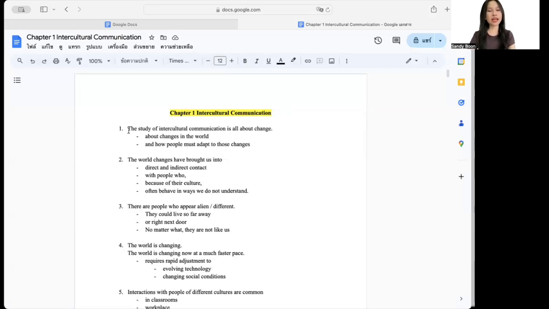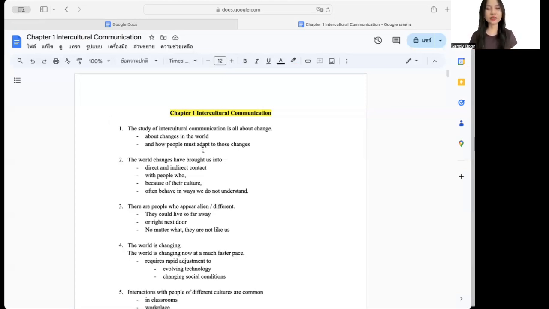So this means that if you notice or haven't noticed, you need to know that everything is changing in this world. And a lot of changes are happening very fast, like the acceleration of the acceleration once again. The people in this world, which means us, must adapt to those changes. The world changes have brought us into so many things, including the contacts, which could be direct or indirect contact with people who act differently because of their culture.